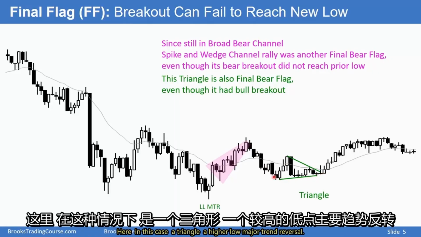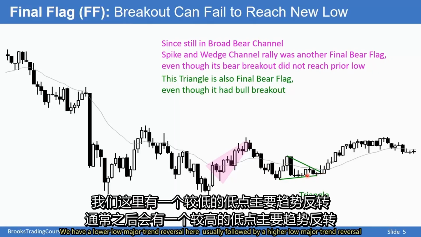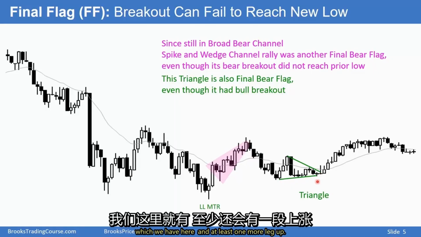Here, in this case, a triangle, a higher low major trend reversal. We have a lower low major trend reversal here, usually followed by a higher low major trend reversal, which we have here, and at least one more leg up.